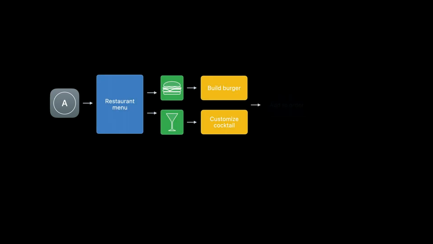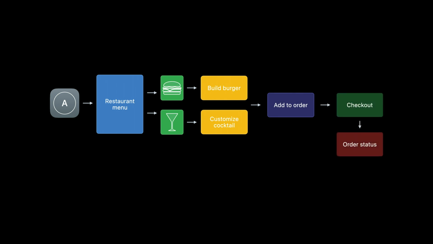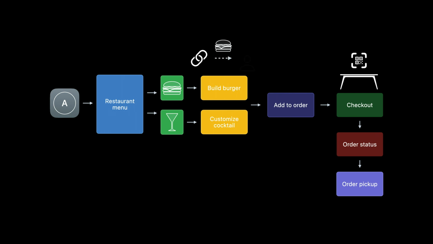Let's take a look at a diagram that shows functionality for a basic restaurant app. In this example, customers start by browsing the restaurant's menu. Next, they can customize a burger or a cocktail and then check out. After that, they see their order status and options for order pickup. Now let's say the restaurant would like to enhance the experience by adding two features: pay at the table with a QR code, and send the burger you customized to a friend as a link so they can order one too.